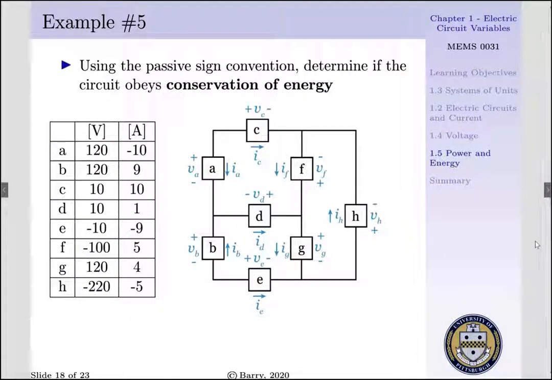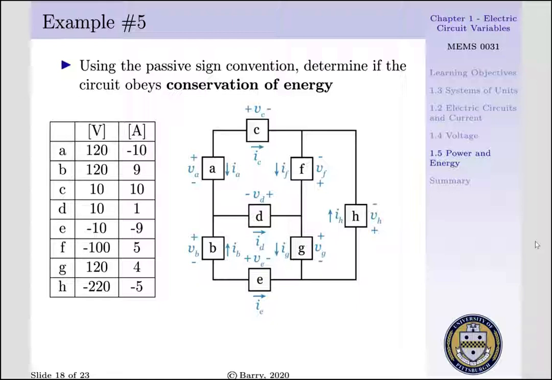Using our passive sign convention, we want to determine if the following circuit obeys the conservation of energy. To the left, we have a table that's giving us our voltage and current values based upon what's drawn in the schematic on our right. Element A has a voltage potential of 120 volts, and IA is equal to minus 10 amps. Element B has a voltage potential of 120 volts, and a current of 9 amps.